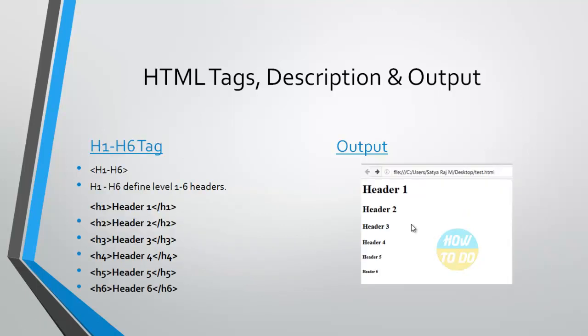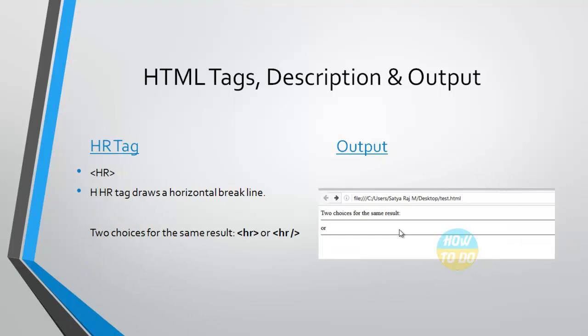Next comes the H1 to H6 tags. H1 to H6 defines levels of headers. So we have 6 headers, 1, 2, 3, 4, 5, 6, and we have written all the headers over here, and this is the kind of output that we get. For heading 1 you can use this font, for heading 2 we can use H2, for heading 3 we can use H3. In this way, so on and so forth, we can use the header tags.